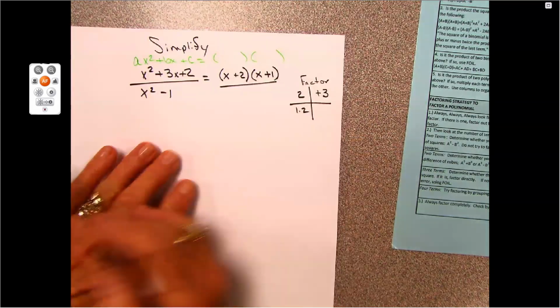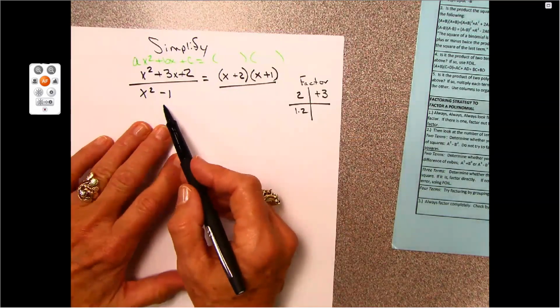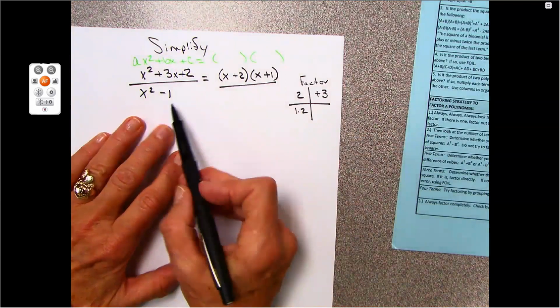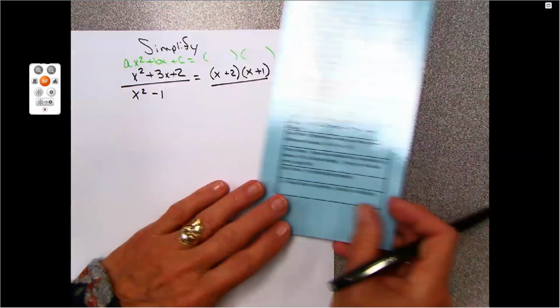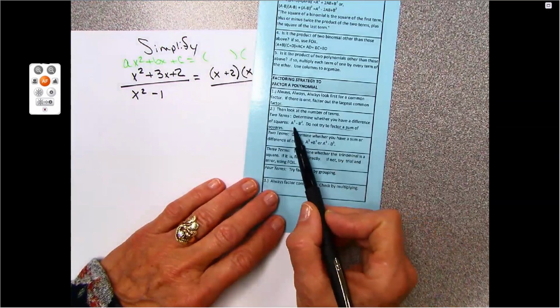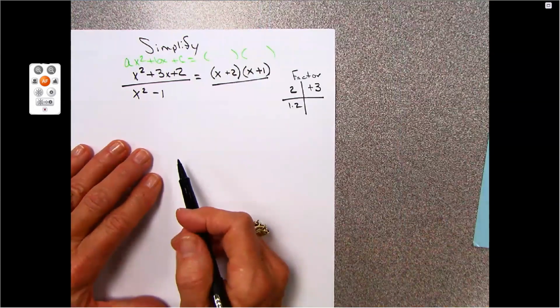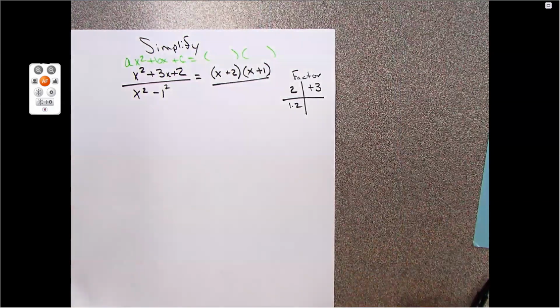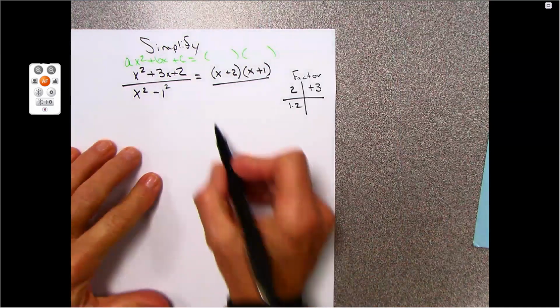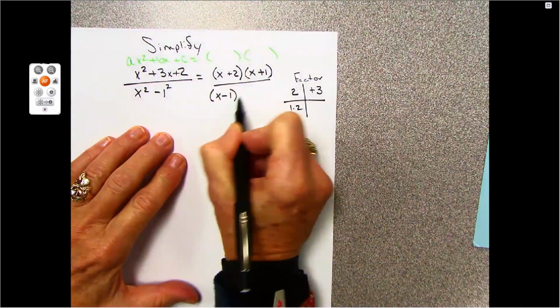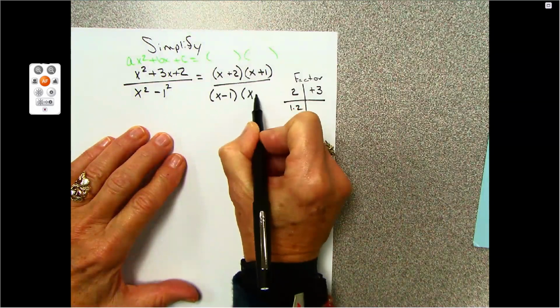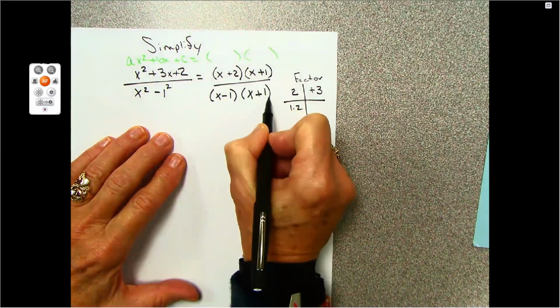In the denominator, I'm looking to factor this. Greatest common factor, no. There's 2 terms. Is it the difference of 2 squares? I think so. 1 times 1, 1 squared is 1. So that's the difference of 2 squares. We'll factor that as (x minus 1) times the quantity (x plus 1).